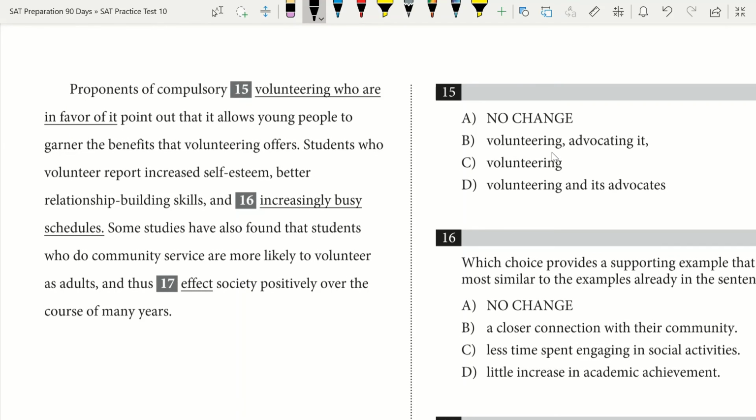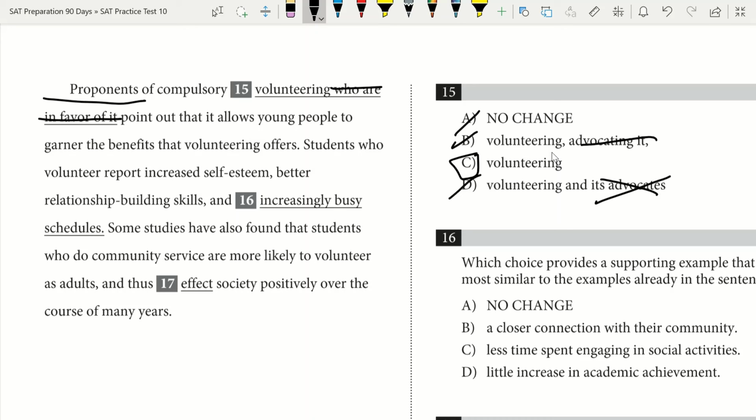Proponents of compulsory volunteering who are in favor of it, that's redundant and repetitive. Anytime you see something redundant and repetitive, cross it out because you got to get rid of it. Once again, I see I have proponents here. If I say advocating it, that's also redundant. Once again, advocates here, that's redundant. Answer there's going to have to be C. Okay, avoiding repetition and redundancy at all costs. Once again, major theme on the SAT writing section.